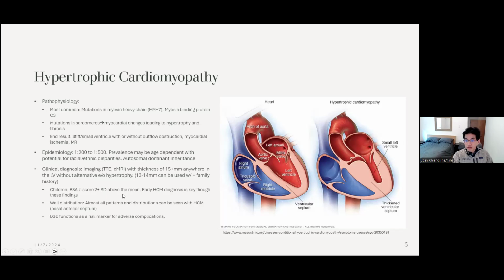There's some stuff around children. I don't treat children, but typically thinking about body surface area and other things like that. And then as far as wall distribution, it can really happen anywhere.